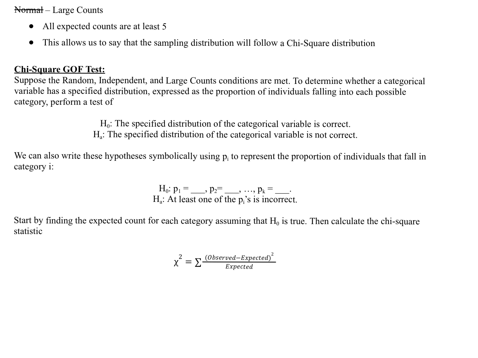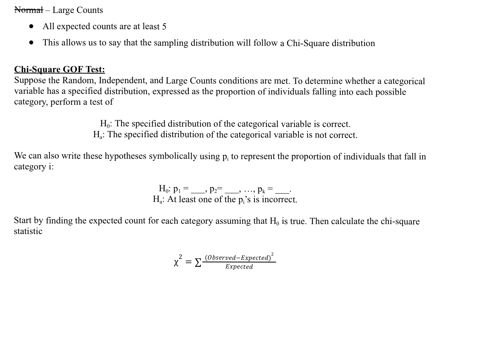So we assume the random, independent, and large counts conditions are met, and then we determine whether a categorical variable has a specified distribution by writing our null hypothesis and alternative. Again, we're going to specifically write them using P sub i. We're not really going to write them in words. So our null hypothesis is going to be P1 equals, P2 equals, P3 equals, and so on and so forth. And our alternative hypothesis is going to be at least one of the P sub i is incorrect.